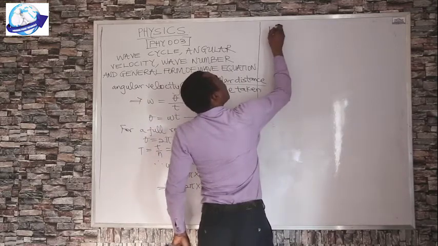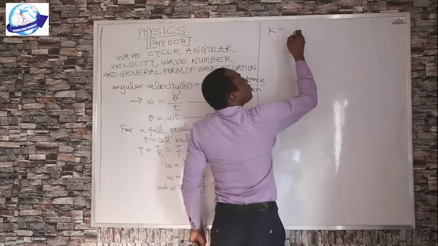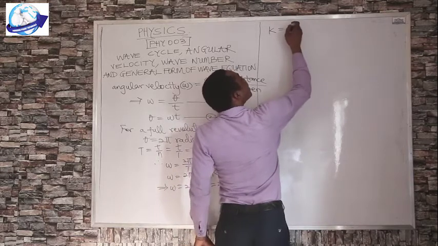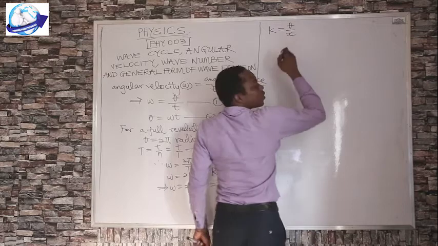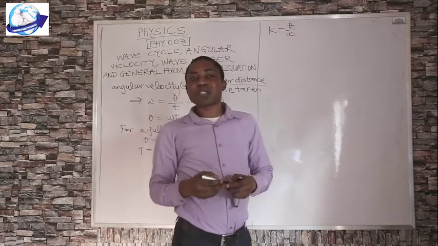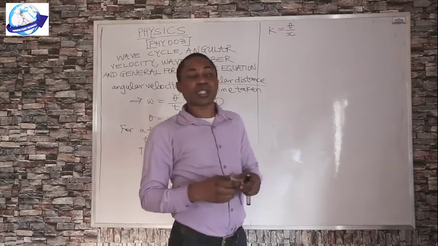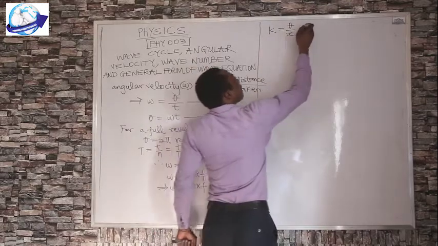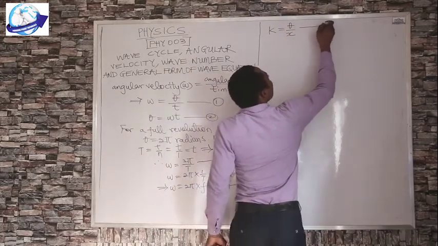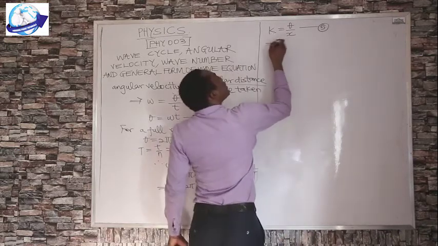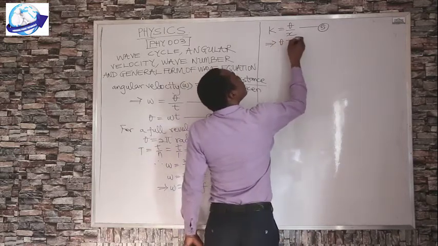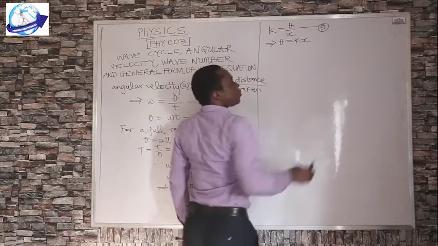Wave number k is equal to the ratio of the angular distance theta all over x, that is the linear displacement, or the linear distance. Here we have equation 5. For this one, equation 5. Then it implies here that theta is equal to kx.